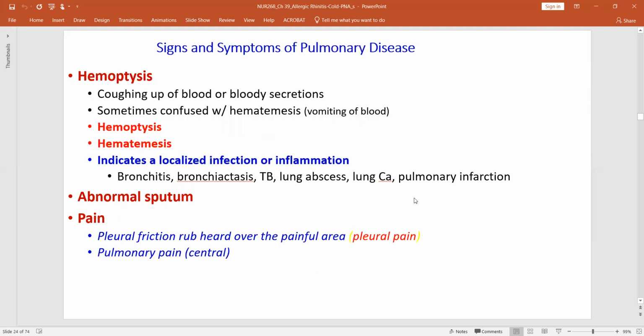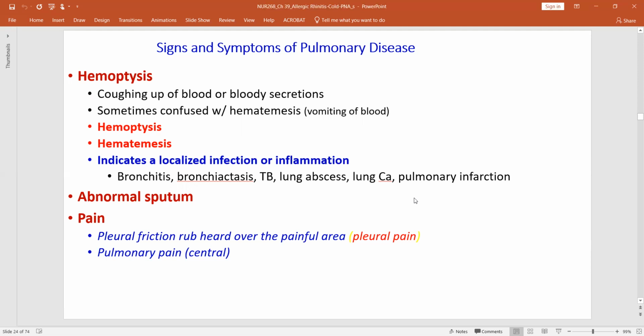Hemoptysis is when we are coughing up blood or blood secretions, cough with blood. The difference between hemoptysis and hematemesis is that hematemesis is when there's vomiting. Hemoptysis is cough, like patients with TB, for example, pulmonary TB, they have hemoptysis. They cough with blood-tinged secretions.